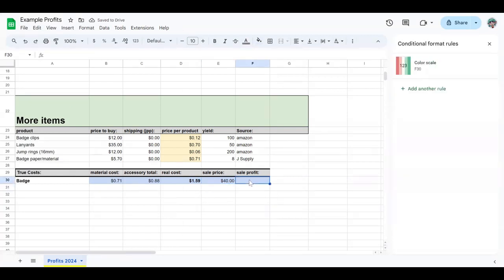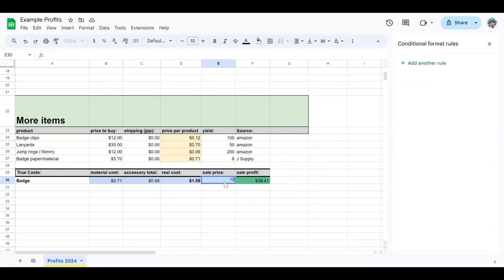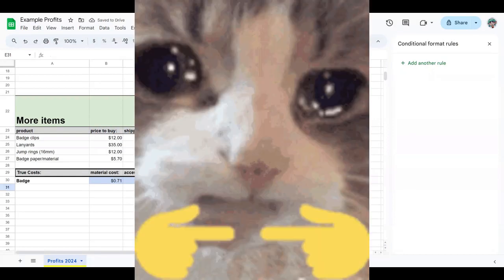And then this one's special. It's got conditional formatting on it. So I'll tell you about that in a second. But our sale profit equals our sale price minus, oops, not equals, minus the real cost. Enter. So our sale profit for one badge thing is $38.41. That's really good profit. Now, let's say I sold it for $10. No, that's not a good profit. That's a sad boo-woo profit.